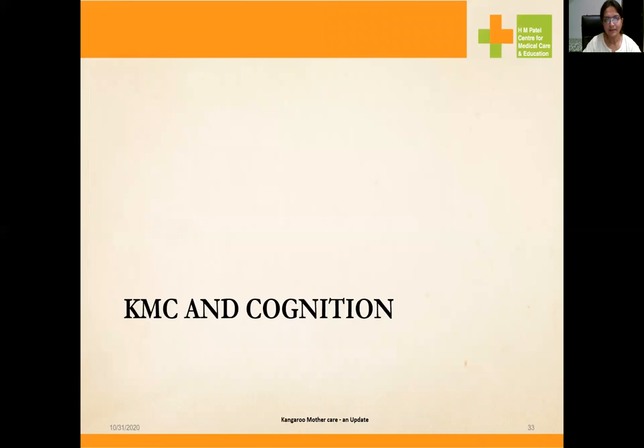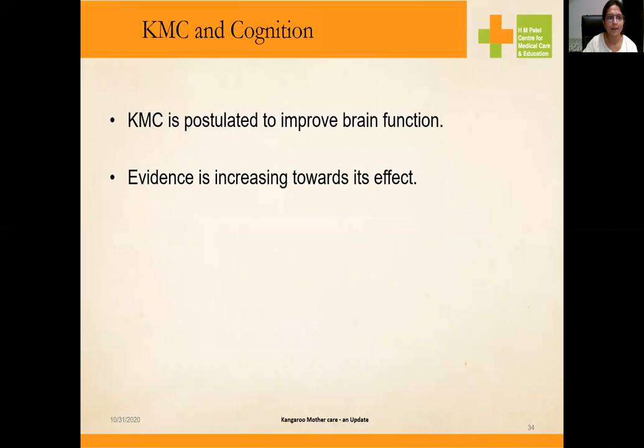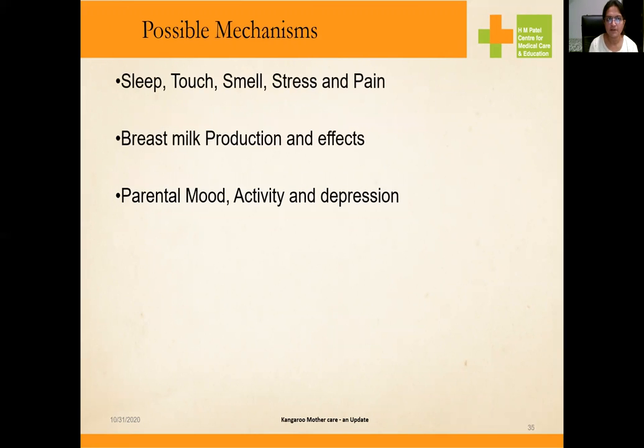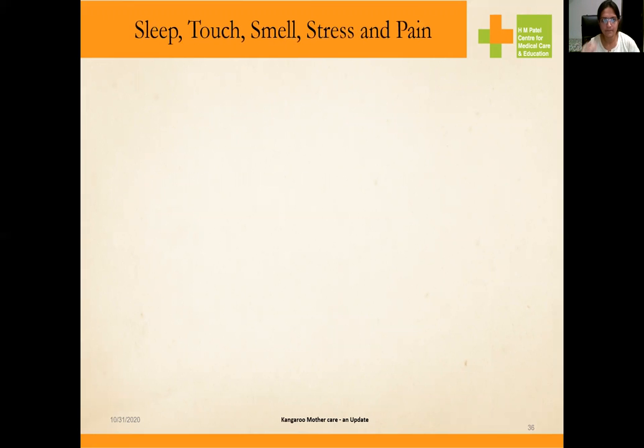Now let's have a look at KMC and cognition. Kangaroo mother care is postulated to improve the brain function of the newborn baby, and there is increasing evidence towards its effect. So what are the various possible mechanisms? There are three mechanisms. One mechanism is a sensory mechanism, which includes sleep, touch, smell, stress, and pain. Second is due to the effect of breast milk production and its effect. And the third is a more psychological effect, like parental mood, activity, and depression.